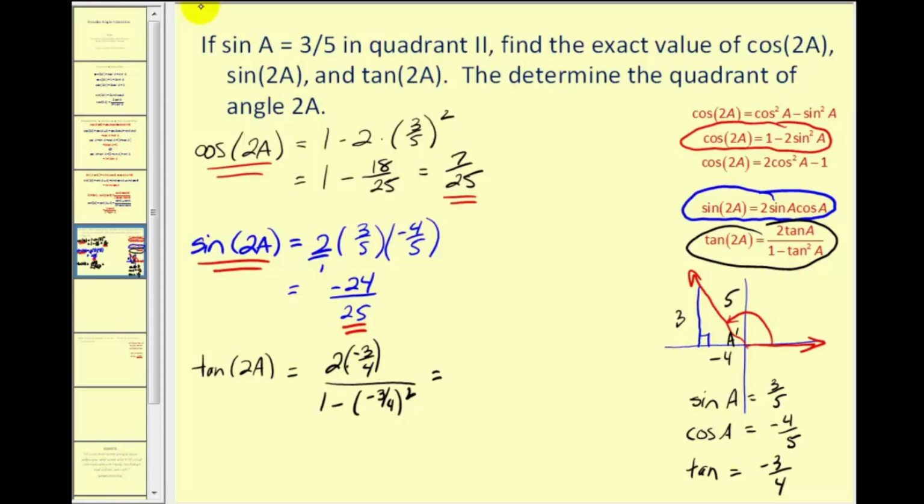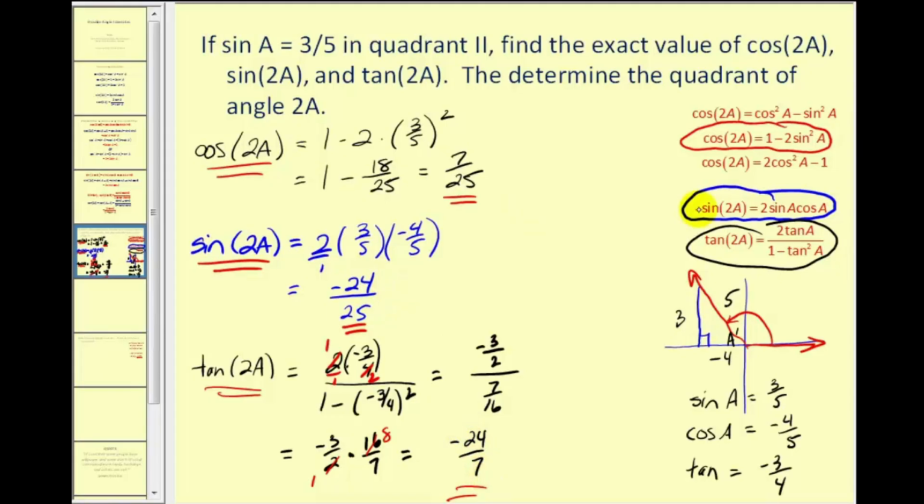Let's go ahead and simplify this. -3/2 in the numerator, and our denominator is going to be 1 minus, now this square would be 9/16, so 1 minus 9/16 would be 7/16. And then lastly, this would be the same as -3/2 divided by 7/16, but instead of dividing, we'll multiply by the reciprocal, so times 16/7. And again, simplifying, we have -24/7 for the tangent of 2a. And again, we could have just taken sine of 2a over cosine of 2a to obtain -24/7, but I wanted to go ahead and use the identity.